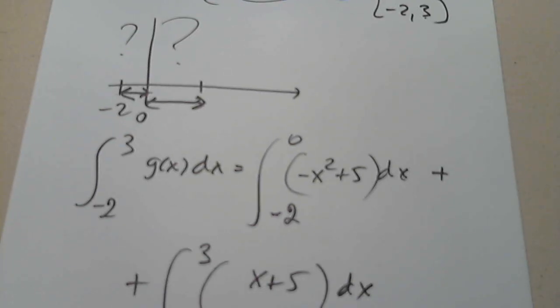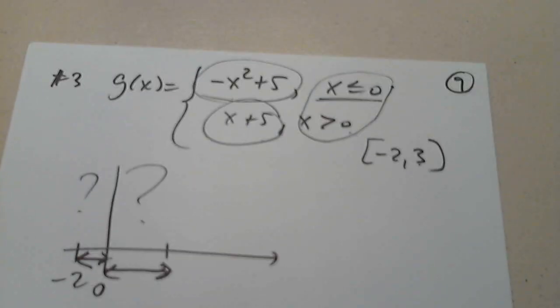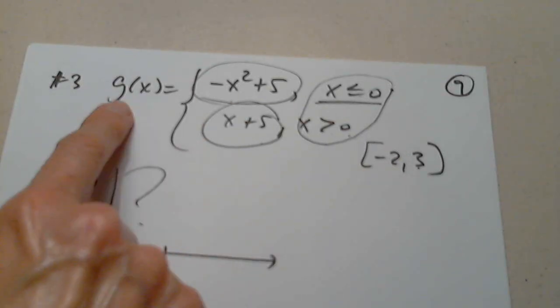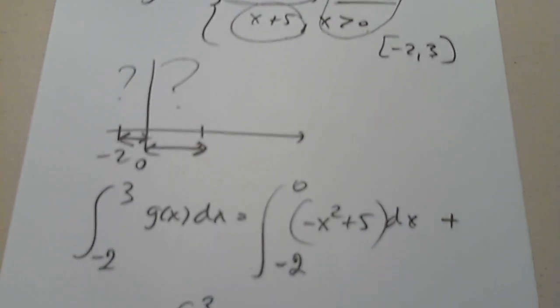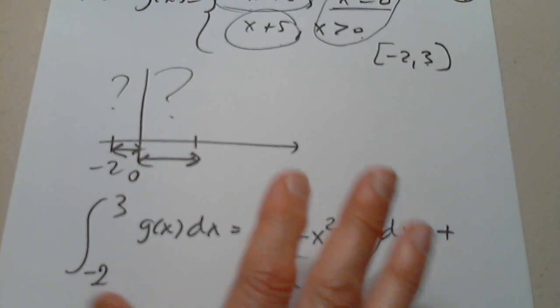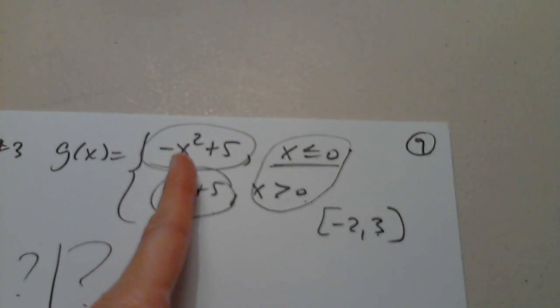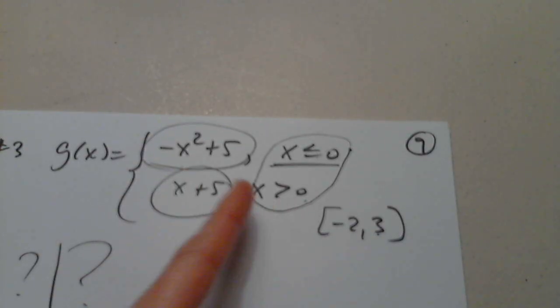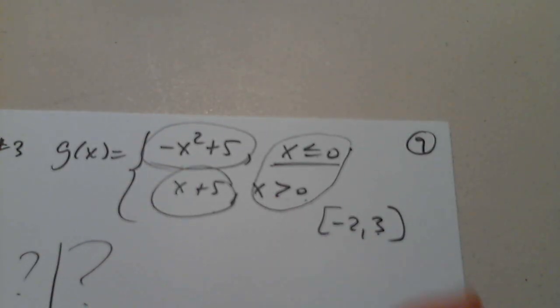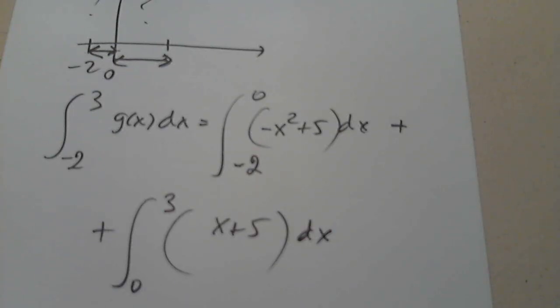And this is all based on the property of definite integrals that states that I can split the integral into as many pieces as I need to. So therefore, the integral from -2 to 3 of g of x dx is the integral from -2 to 0 of the corresponding function that exists to the left of 0 plus the integral of the corresponding function that exists to the right of 0. And that's it.